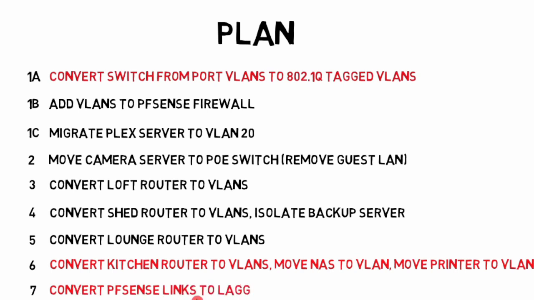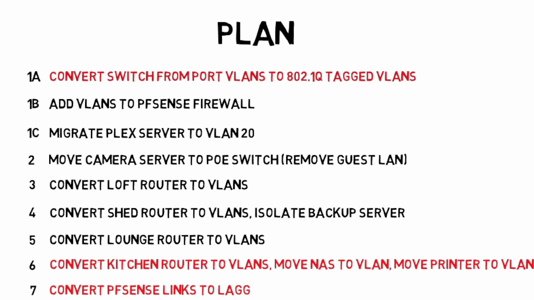Convert the pfSense links to a lag group. So I've got two separate connections going up to the pfSense server from the switch with different VLANs on each one. I've got three connections, if you see from the pictures, with a different connection, different LANs going on each one.